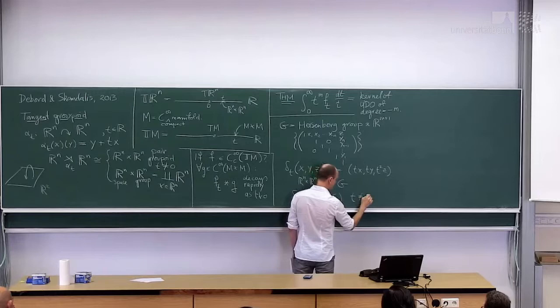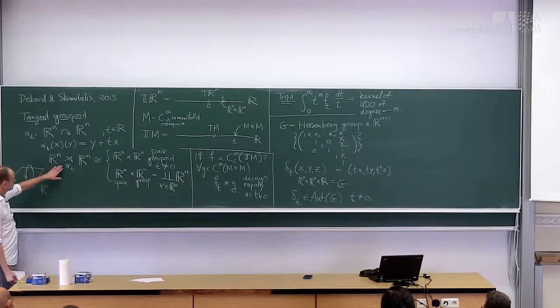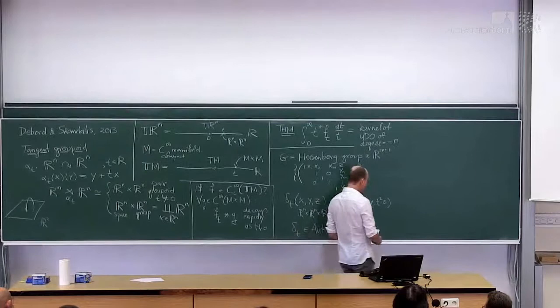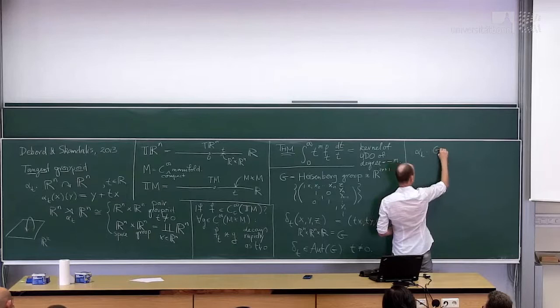And then you can basically do the same definition here. You take the translation action of this group on itself, alpha_t. The Heisenberg group acts on the Heisenberg group by translation, and it's the same formula.